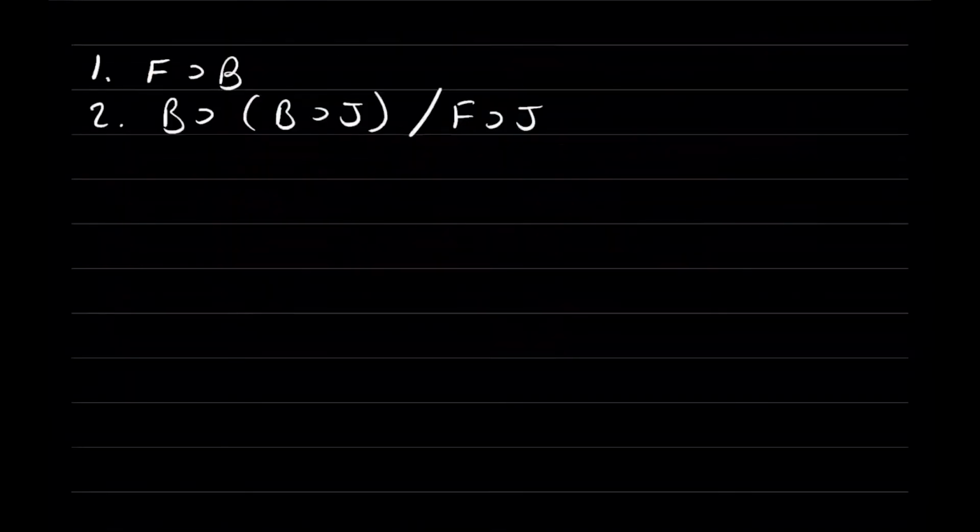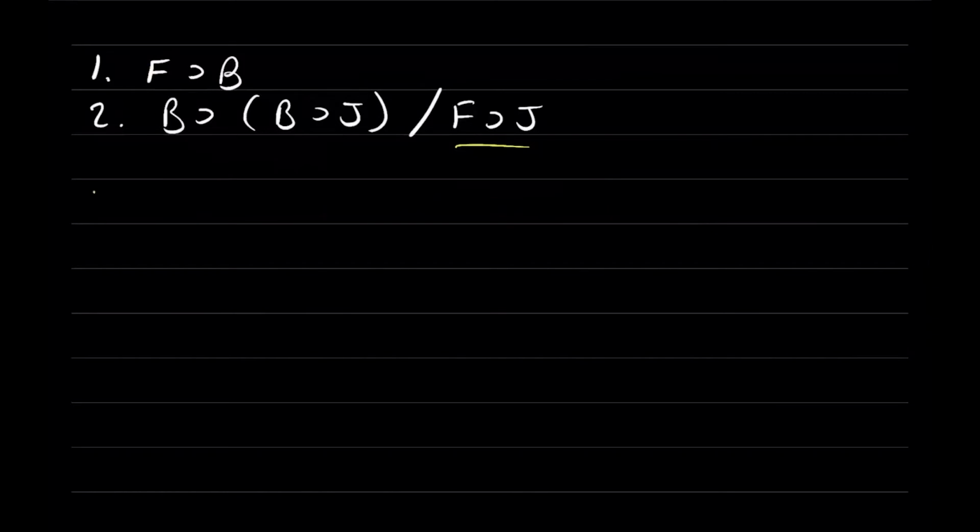Okay, next proof. Line 1 tells us that F implies B. Line 2 tells us that B implies J, and we're trying to show the conclusion F implies J.